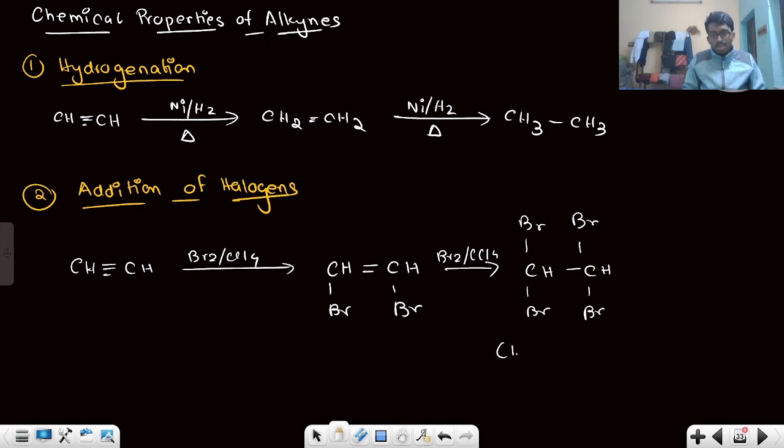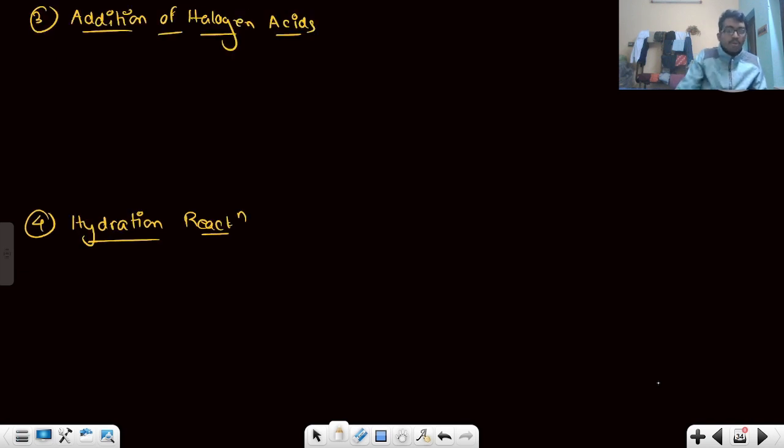What is the IUPAC name? 1,1,2,2-tetrabromoethane. Clear? So this is addition of halogen. Very simple one. It will occur in two steps. There it was only one step occurring. Here also it will be occurring in two steps. Clear? Next, what do we have?